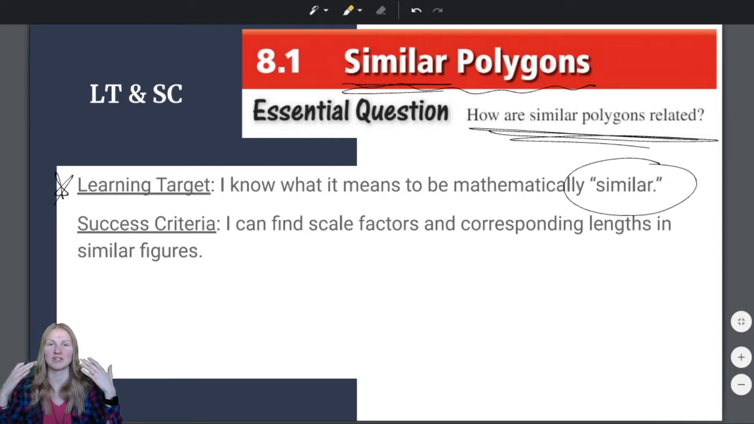Our learning target is that you know what it means to be mathematically similar, right? You probably know what similar means, right? My sister and I are similar because we both have blonde hair and we both really like pizza. But mathematically, what does it mean to be similar? So that's our learning target.